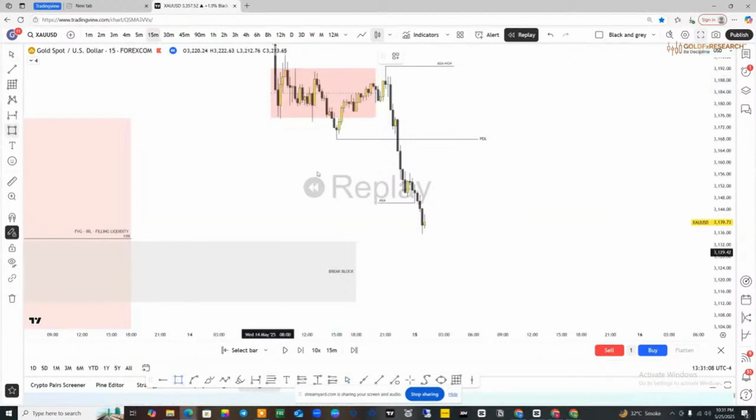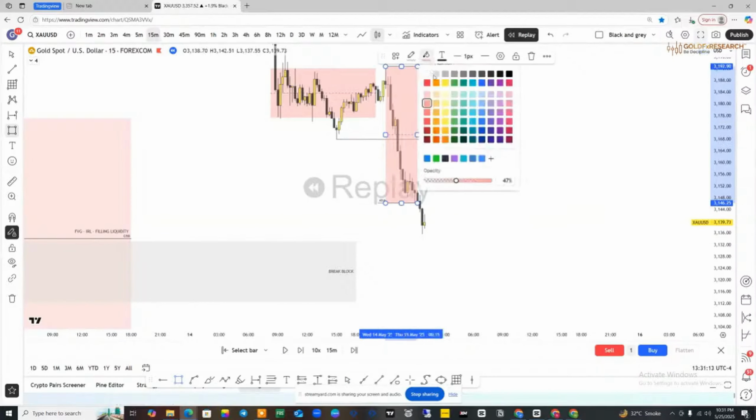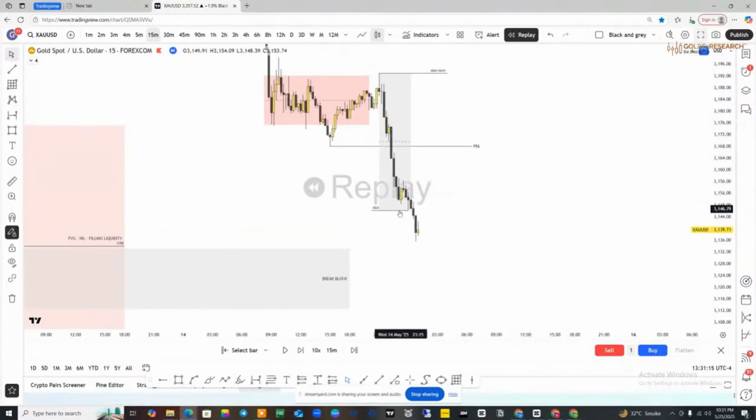What did the market do first? After consolidation, this entire move happened for communication. Let me mark this with this color. What kind of move did we get here? The entire Asian move happened for communication. Now we'll simply wait for the London opening.